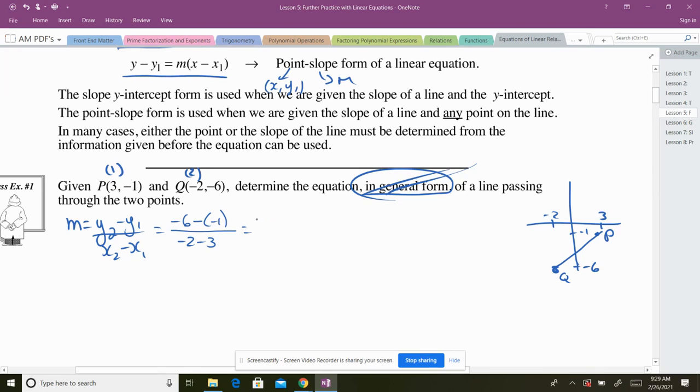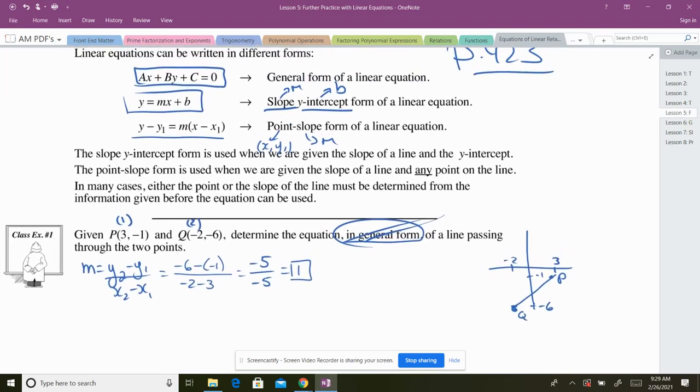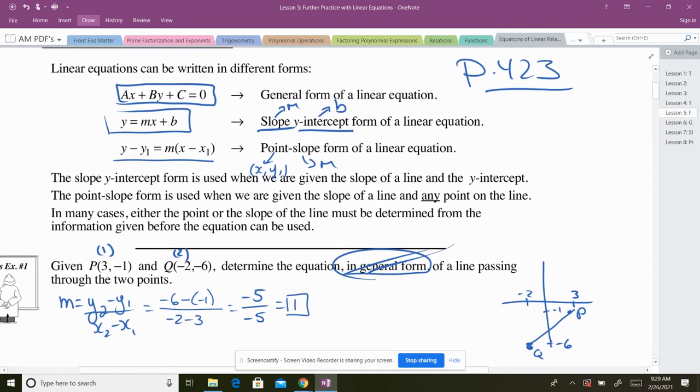-6 plus 1 is -5. -2 minus 3 is -5. So we get a slope of 1. Round, simple number. Okay, I know the slope. This is where you look at these equations up here.